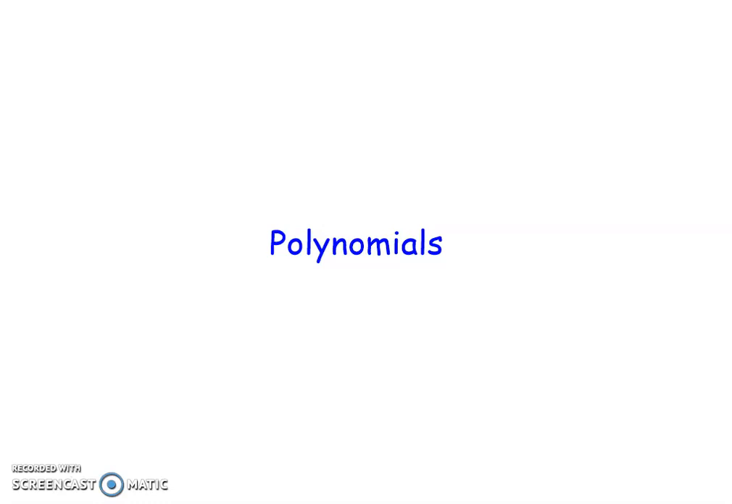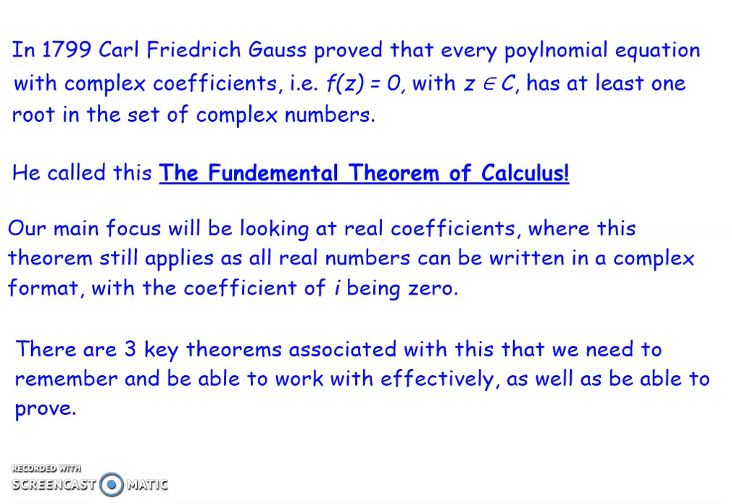Well, that's because the solutions at that stage are complex. So what we're going to start to do is expand those solutions and look at finding the solutions in a complex nature themselves. Now this all extends back to the work of Carl Friedrich Gauss in 1799. What he did was he proved that every polynomial equation with complex coefficients, so any complex equation written in the form f of z equals 0, where z belongs to that complex set of numbers, has at least one root in the set of complex numbers.